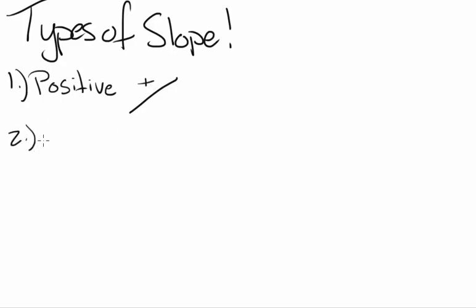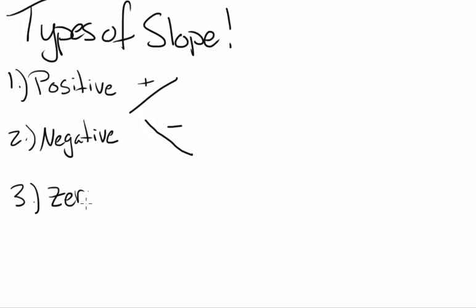Number 2 is negative, and opposite of the positive, we're going to start in the top left corner and then go down to the bottom right. And the coefficient will have a negative sign in front of it. Number 3 is going to be 0. And so if I have a nice graph right here, a line with slope 0 will be perfectly horizontal. And this will be parallel to the x-axis.